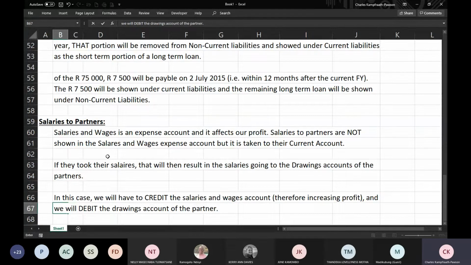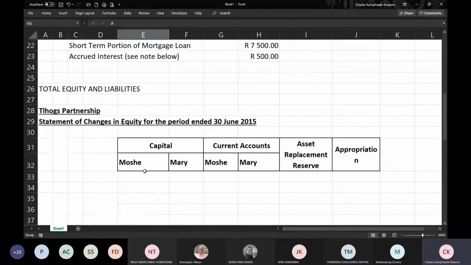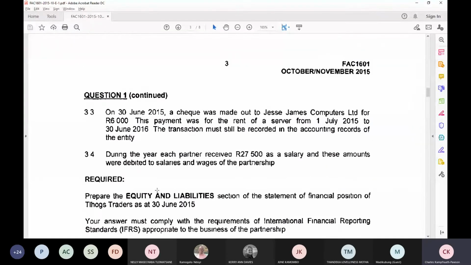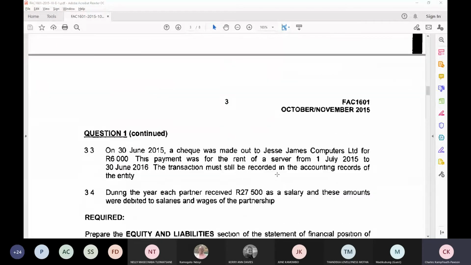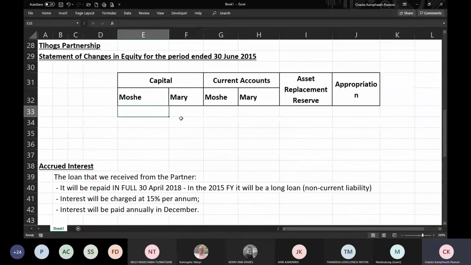Everybody happy? Okay. So we will keep mind of that. So we've read through all the adjustments now. So let's start with our statement of changes in equity.